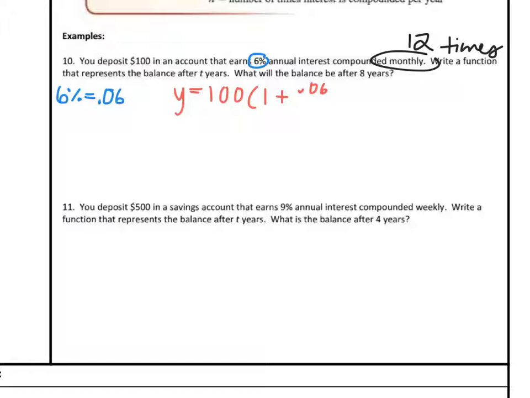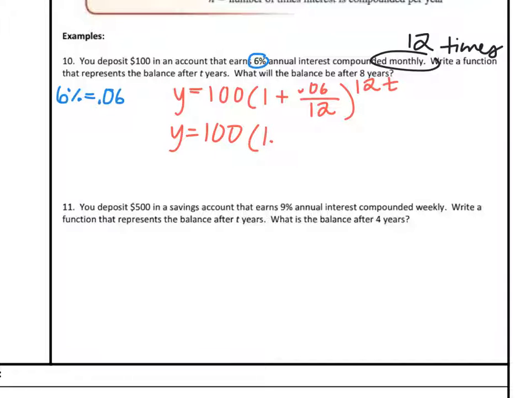How many times per year? So divide 0.06 by 12. And that is raised to n times t. So for now, we're just going to put 12t. And let's go ahead and do, if you've got a calculator, I need 0.06 divided by 12. Maybe you can do it in your head. If not, type it in. You should get 0.005.